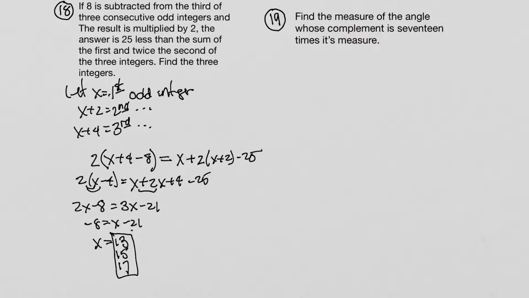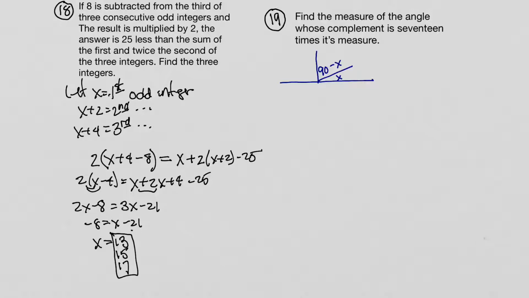This is dealing with complements of measures of angles. Now look, here's how this is going to go. If you have an angle, let's draw a line here. If I know this angle right here, if that's, say, x, this one here is going to be 90 minus x. Two angles that are complementary add to 90.